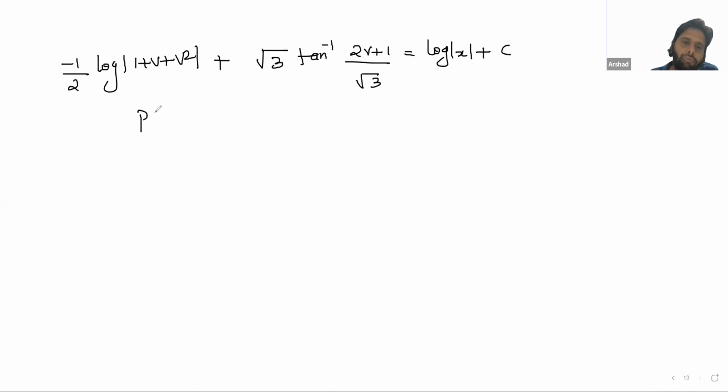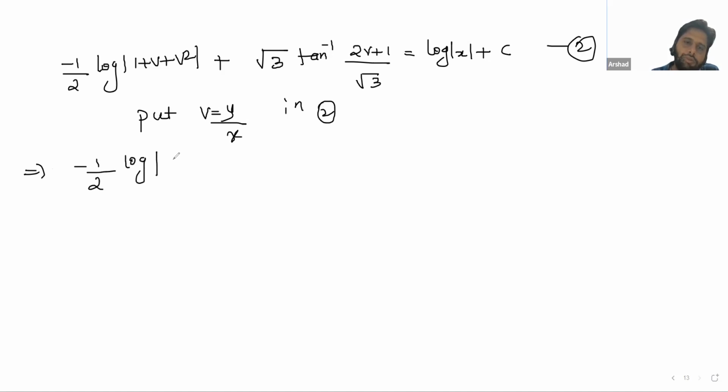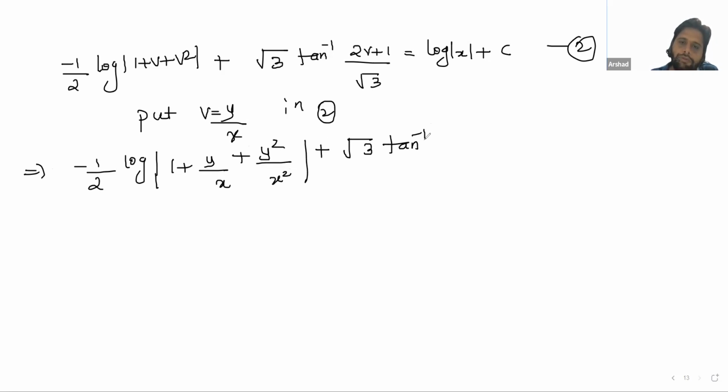Okay. Now put, what is v? y is equal to vx or v is equal to y by x. Put v is equal to y by x. Substitute this value. So we will get what? Minus 1 by 2 log modulus 1 plus y by x plus y square by x square. Okay. Plus root 3 tan inverse 2 y by x plus 1 by root 3.